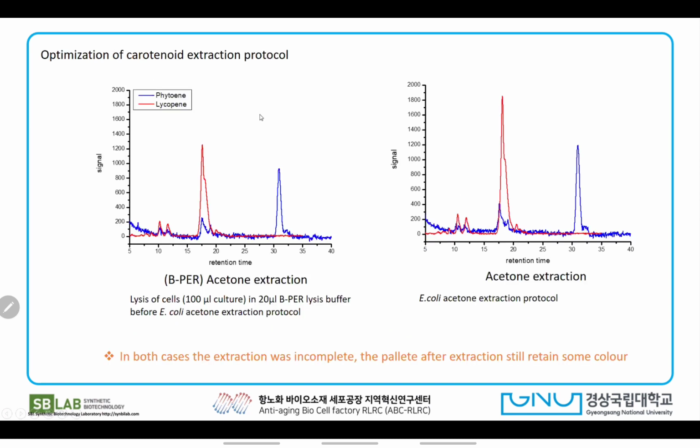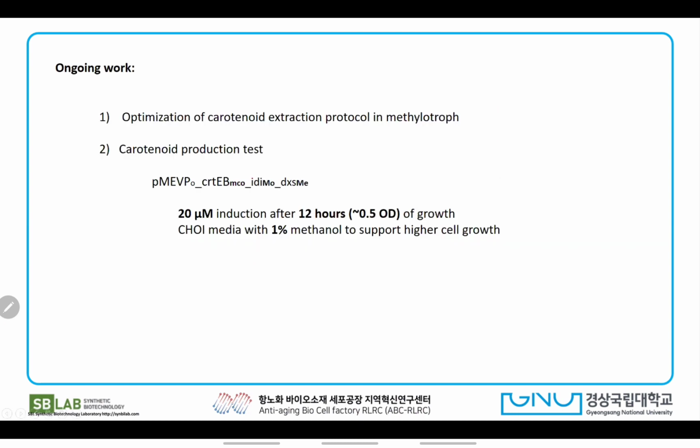So right now we are trying to optimize the carotenoid extraction protocol for our methylotroph. Till now we tried several methods: acetone extraction, BPER lysis and then acetone extraction, and we are yet to confirm which extraction protocol will be best for our host. So ongoing work for this part is optimization of the carotenoid extraction protocol in methylotrophs, and then a carotenoid production test.